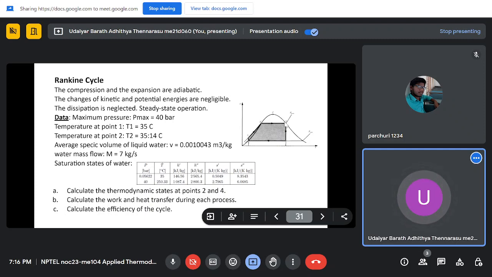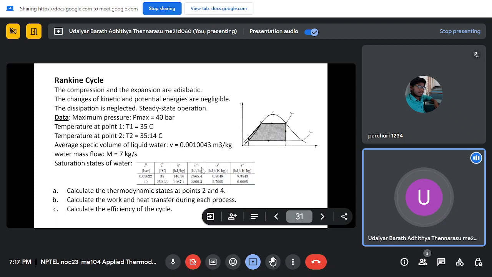So we have data given that the maximum pressure is 40 bar. So you can say that P2 is 40 bar, and the temperature given at point 1 is 35 degrees Celsius, and the temperature at point 2 is 35.14 degrees Celsius. So we know two temperatures, and the average specific volume of liquid water is also given as 1.0043 × 10 power minus 3 meter cube per kg. The specific volume is given, and the water mass flow is also given. Mass flow of water is 7 kg per second.